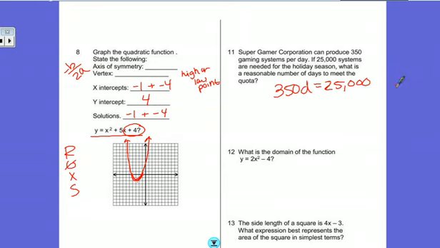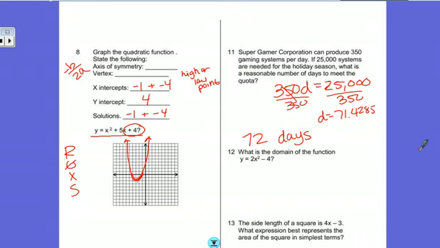So a reasonable number of days. In order to do that, we're just going to divide by 350. And that goes away. If you do 25,000 divided by 350, you get about 71.4285, and it keeps going. Well, we're not going to do that. It says reasonable number of days. In 71 days, they won't have enough. So it's actually going to be 72 days that they would need to make at least that much.